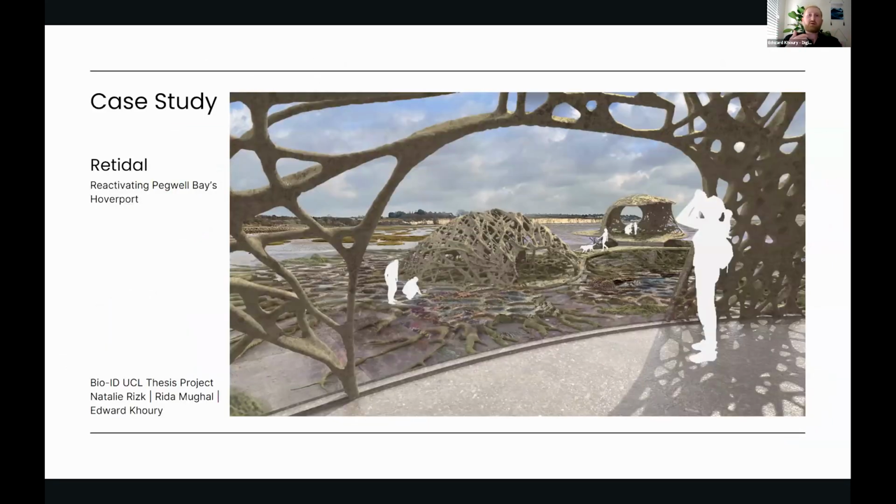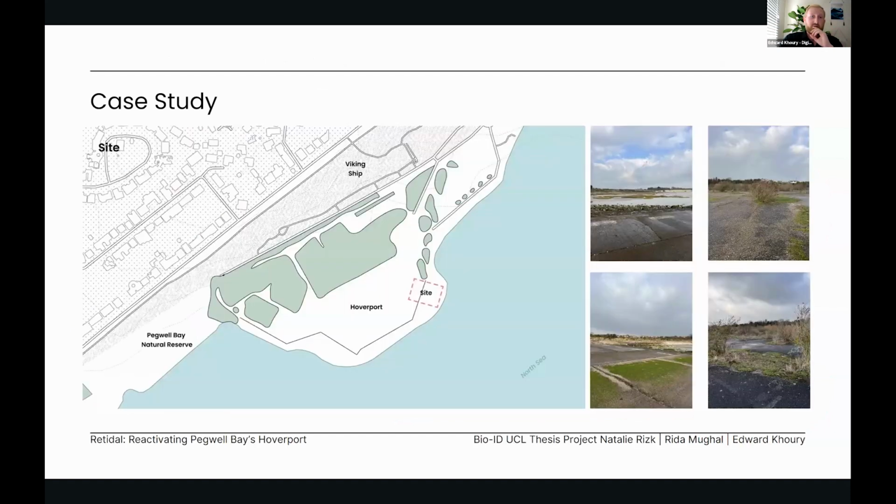And I'm going to go into a case study. It's my thesis project. I worked also with Natalie Risk and Rita Muha. It's just good to show you guys how this process went, because it helps give a clear idea of the way that we have learned how to think in a biodesign context in an architectural setting.